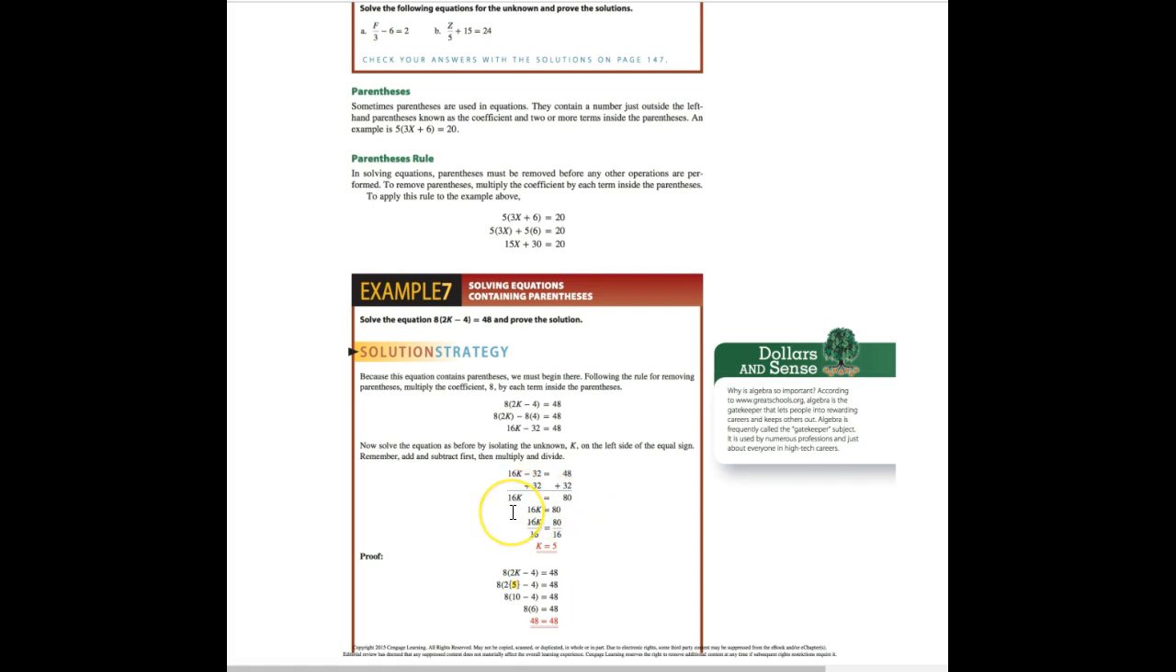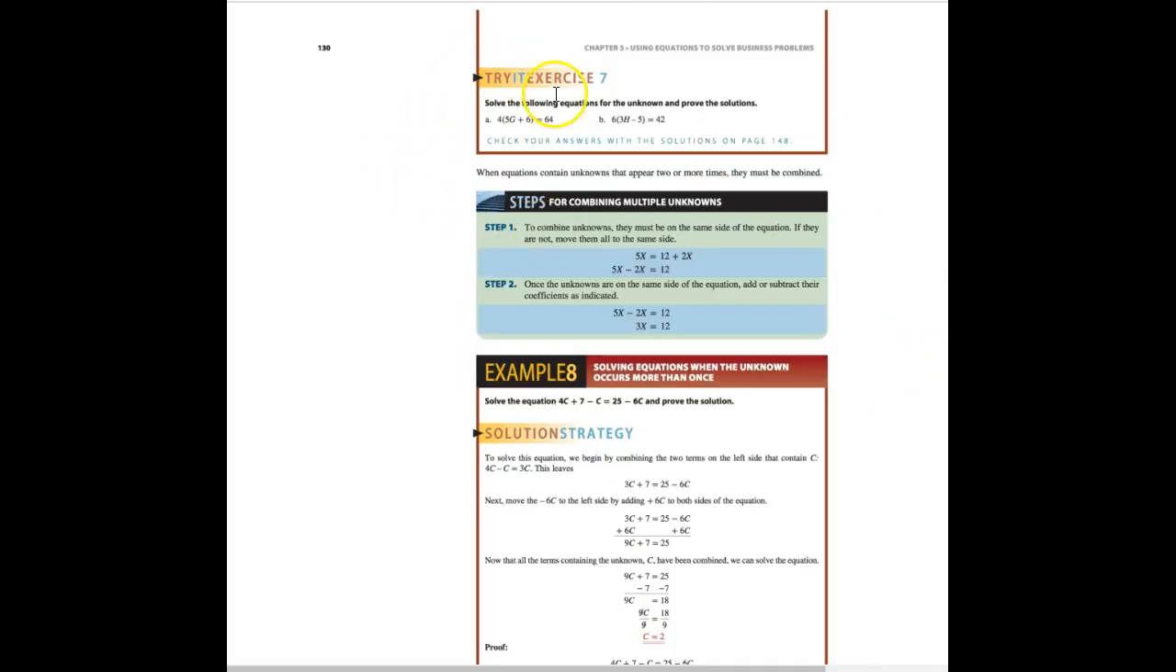Then since it's 16 times k, and we want to isolate the k and get that alone, we're going to do the opposite and divide. Divide each side by 16, we get k equals 5. We check our work, and it comes out correctly. Now I'd like for you to try it exercise number 7. Pause the video, do that work, and let's see how you did.